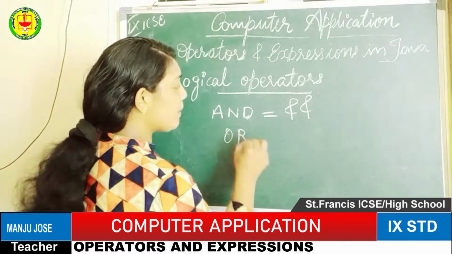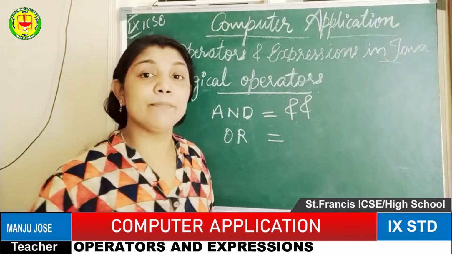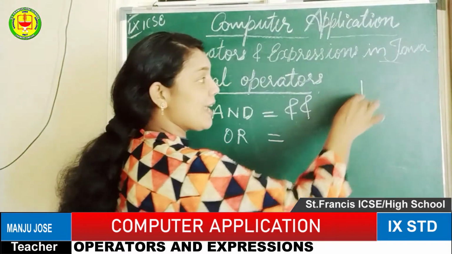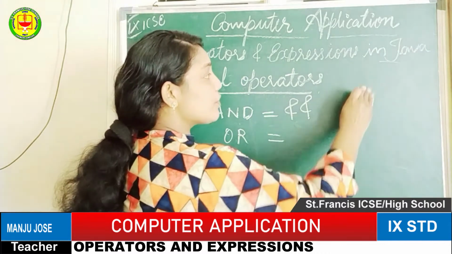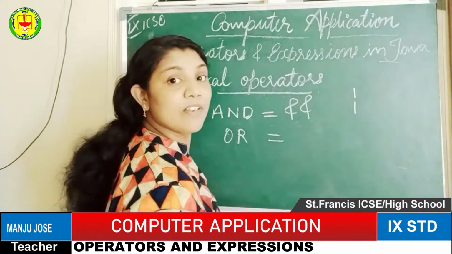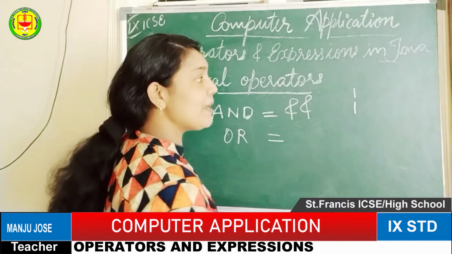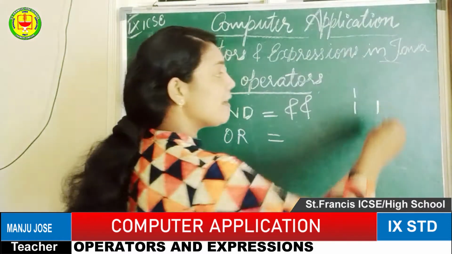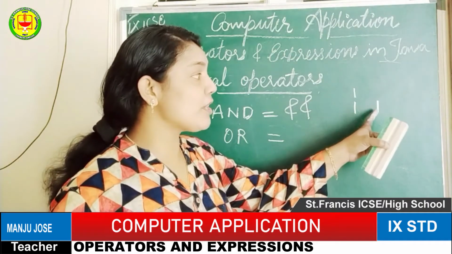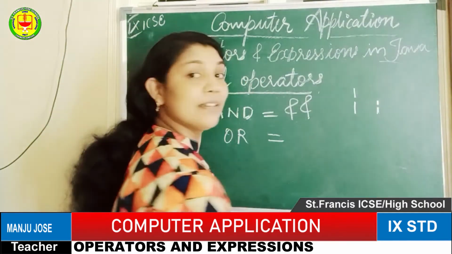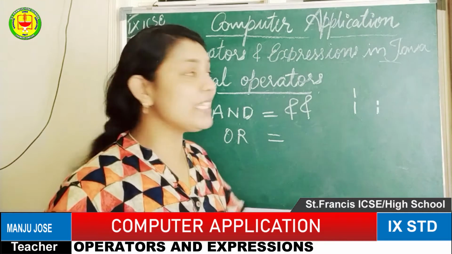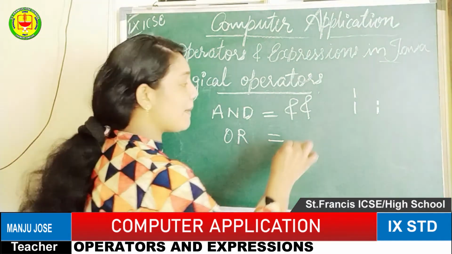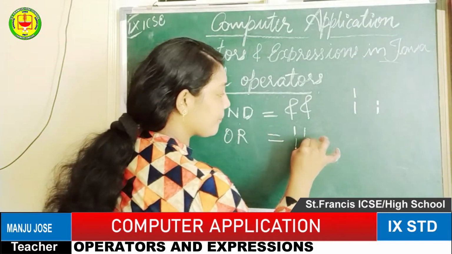Then OR means the pipe symbol from the keyboard. On the keyboard we can see only one straight line. Actually it is not a single straight line; in the middle a small gap will be there. This symbol is known as the pipe symbol. So OR is represented by the double pipe symbol.